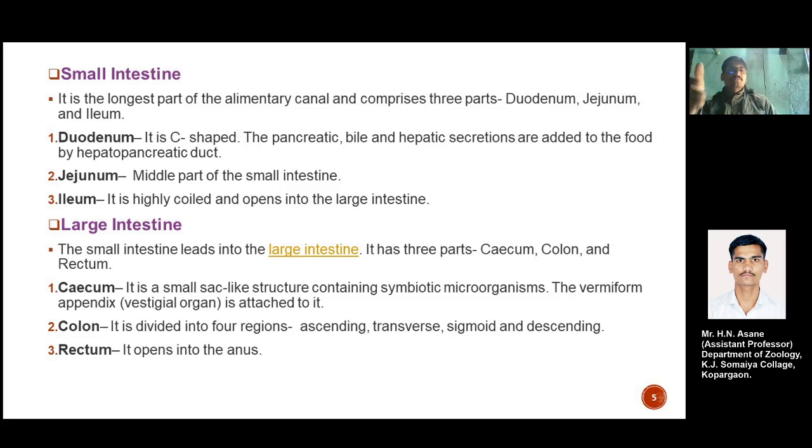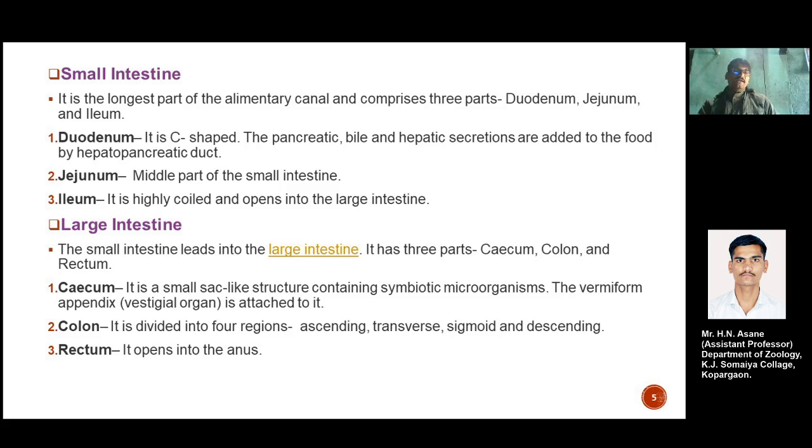The second part of the small intestine is the jejunum, which is the middle part of the small intestine, connected with metabolism and having some absorption purposes. The microvilli cells and all these things are present in the jejunum and the ileum.